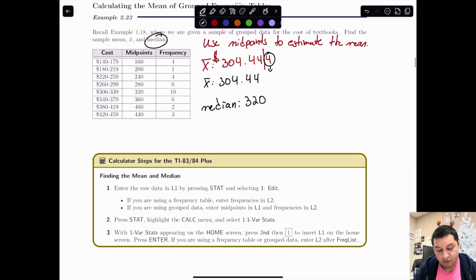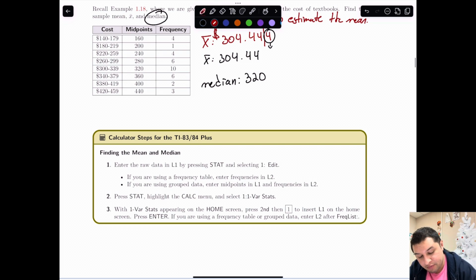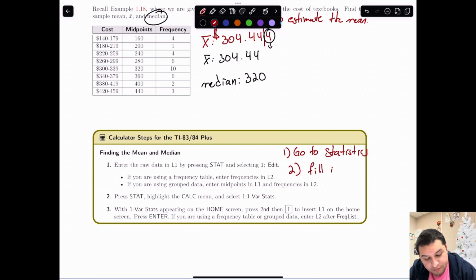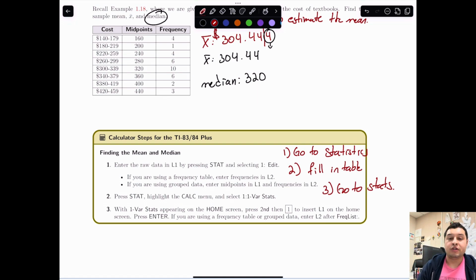All right, before we end this part, let's write this part down because I forgot to. In order to find this on the NumWorks, we go to statistics. And then number 2, you're going to fill in the table. And then lastly, you just go to stats. And that'll give you all of your information for mean and median. All right, and that's all for this one.